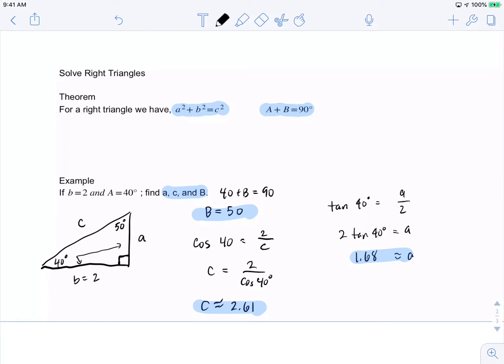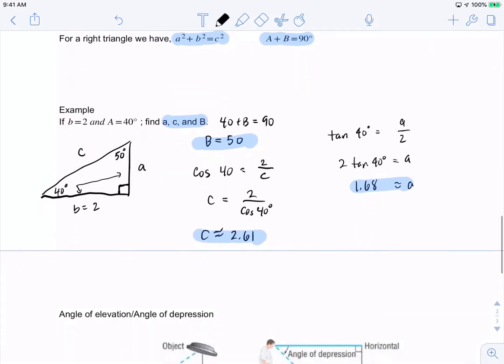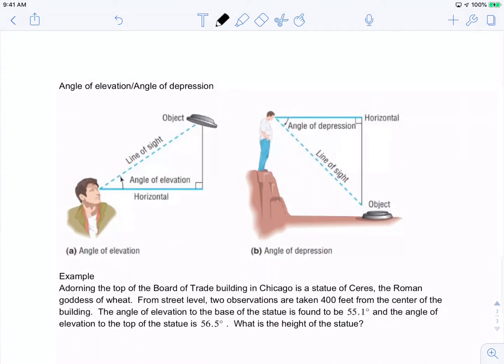You really should remember that. It's going to be important. Now, one other thing that I wanted to show you that's important is some notation, some terminology, and that's angle of elevation and angle of depression.